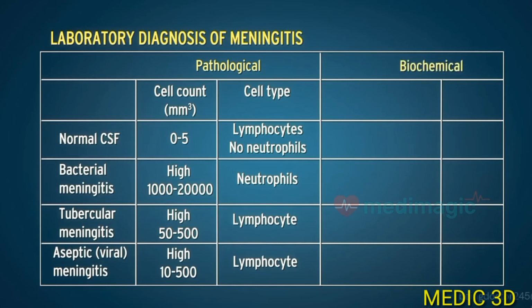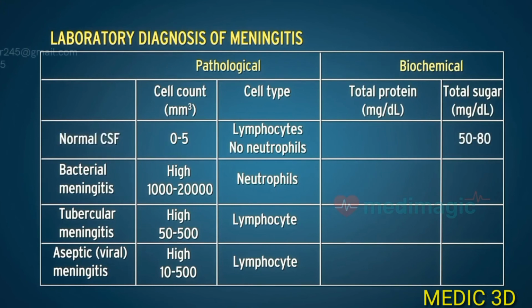Biochemical tests are performed to determine the glucose concentration and protein concentration in the CSF. The normal glucose concentration is 50 to 80 milligrams per deciliter, which is what is observed in viral meningitis. In bacterial, fungal and tubercular meningitis, glucose concentration will be less than 45 milligrams per deciliter.